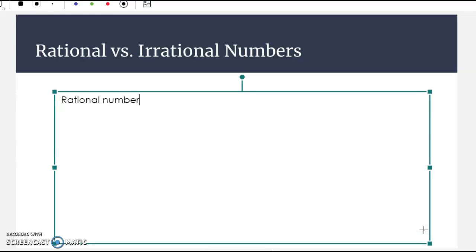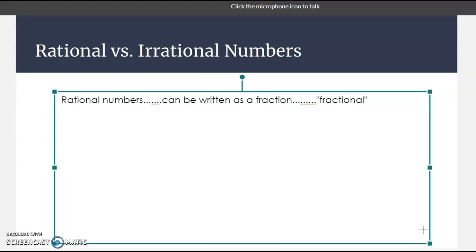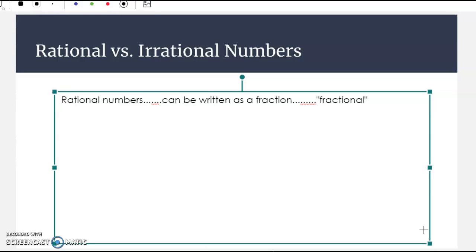Rational numbers can be written as a fraction. I like to say rational rhymes with the word fractional. Any number that you can write as a fraction is a rational number. So think about all the numbers that can be written as fractions.